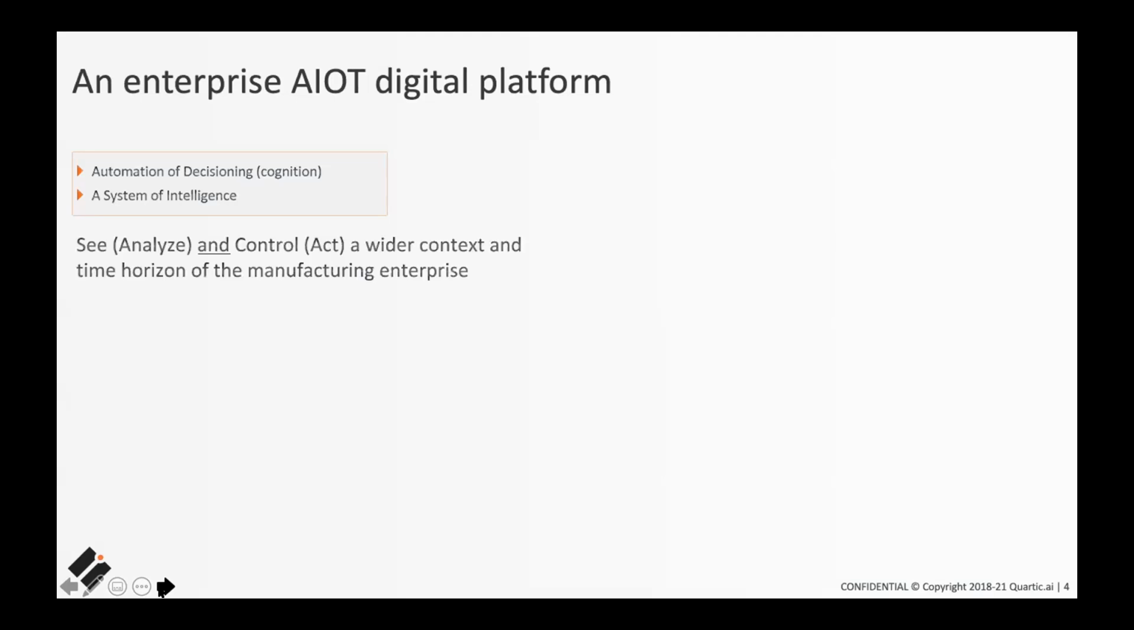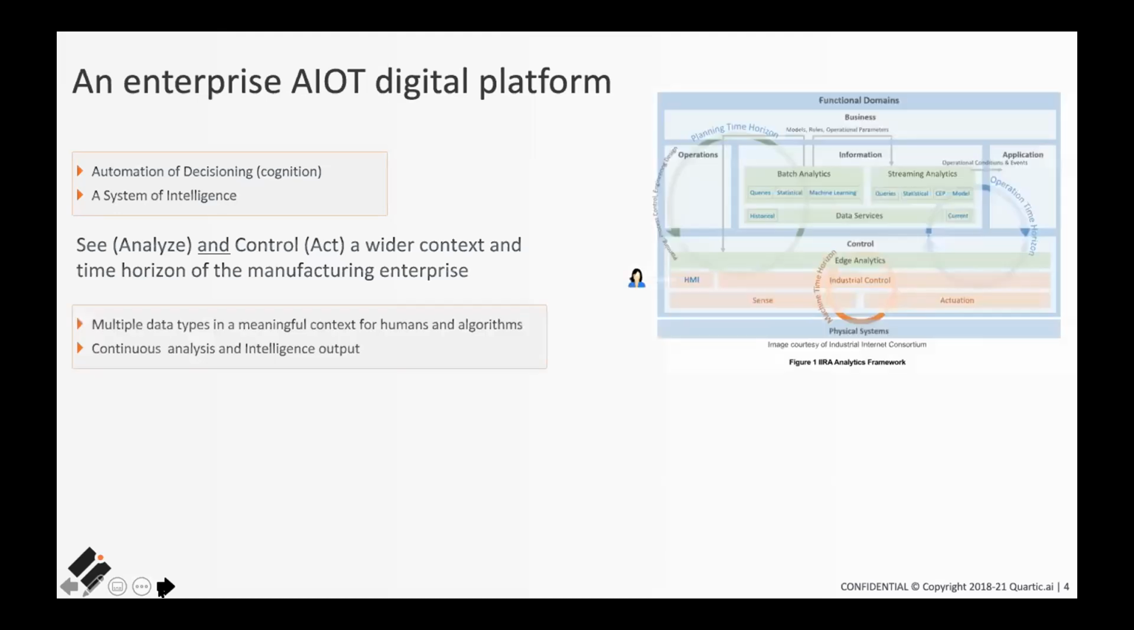So what should this system do? What does this system of intelligence mean? It essentially is to allow you to analyze and, yes, also control a wider context and time horizon of the entire manufacturing enterprise. I refer to this IIRA framework, which some of you might be familiar with. If you're not, I would highly recommend looking into it. It brings together what it is that we're trying to do.